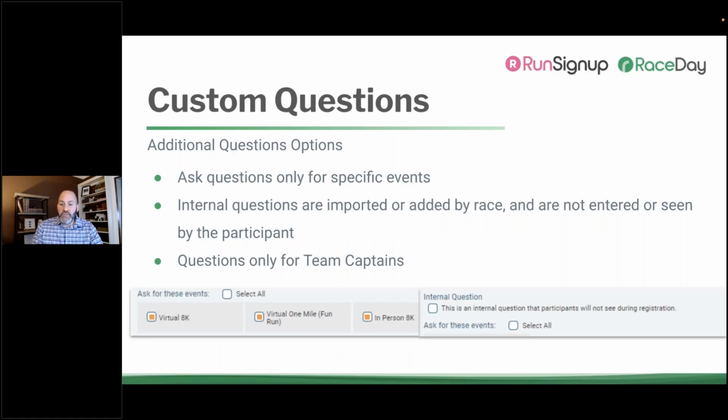You can also ask them just by specific event. So maybe you're asking something about a parent for someone signing up for a kids race. You don't need to be asking that when an adult is signing up for an adult event. So you can distinguish between those.